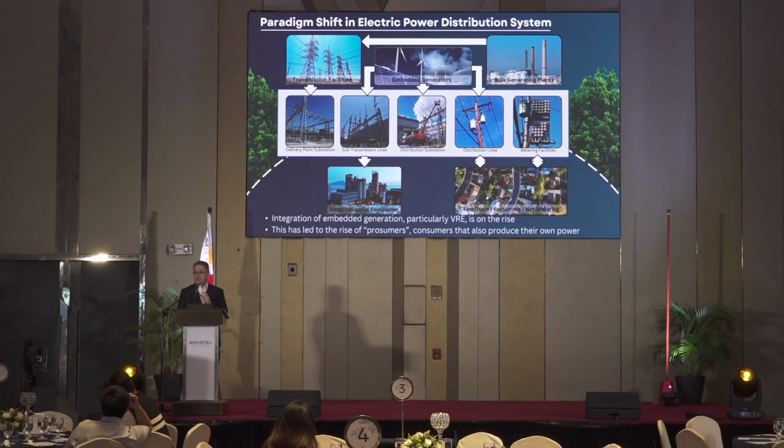In the conventional power distribution system, bulk power is produced at our bulk generation plant, the rectangle on the upper right. Then it conveys the power through the transmission facilities to the different DUs covering the country and then serving our customers. The paradigm shift in recent years is that there is an increased uptake in the integration of embedded generation, particularly VRE, in the system.